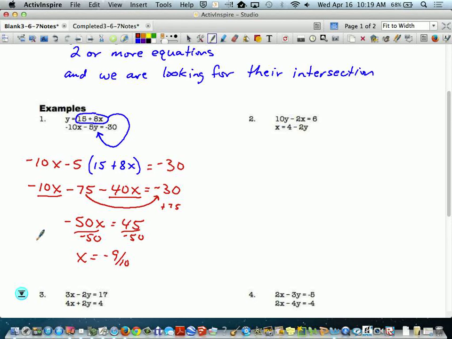Whenever you solve a system, you are not solving for one variable. You guys are so used to taking an equation and solving for x and moving on. But in a system, you're solving for a location, right? The intersection, it's a location. Where is it? So when you get done, you want to take that x value that you found and plug it back into one of the originals. I would go back to this one, and so that's y equals 15 plus 8 times 9/10.